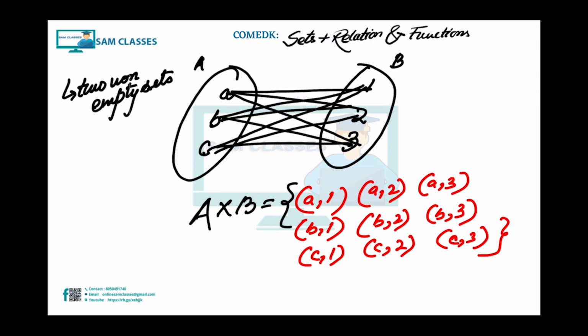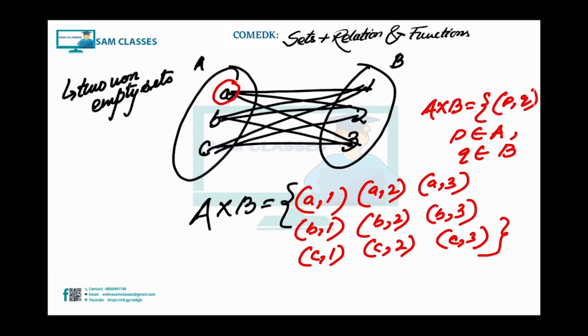So let's again understand: the Cartesian product A cross B is defined as the set of (p, q), where p belongs to A and q belongs to the other set B. So we take one element from A and one element from B, and we form a Cartesian product. So this one is very clear to all.